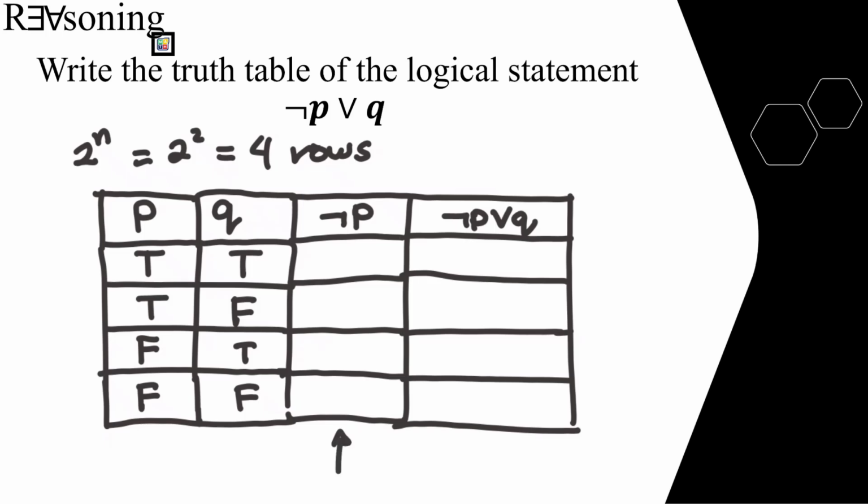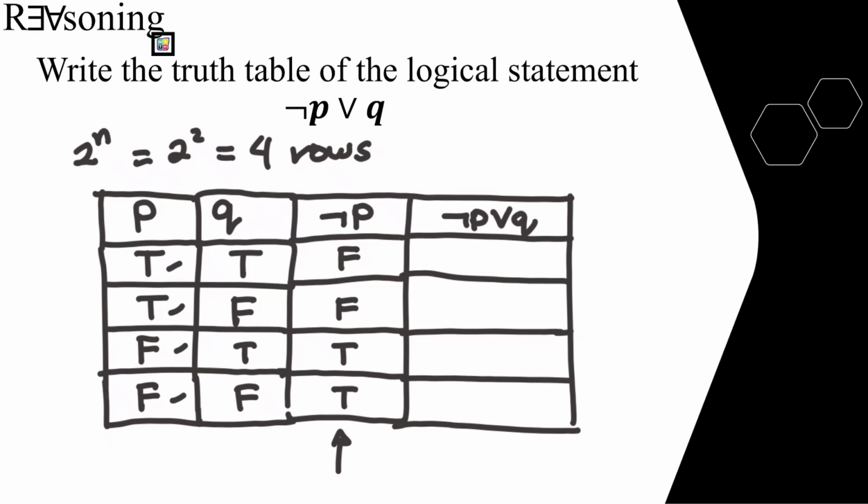Since it only concerns the proposition P and it follows the logical operator of negation, we are just going to reverse the truth values assigned on our first column. So since this is true, this will become false. Next, this is also true, this will become false. Next, since it is false, this will be true, and finally, for false, this will be true. This is now the column for the negation of P.